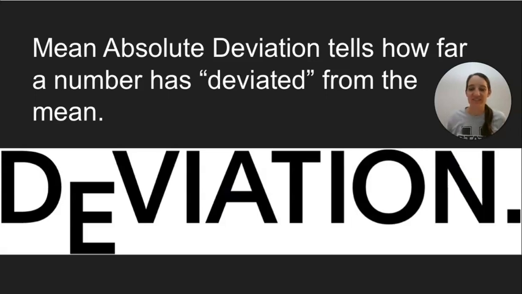So let's talk about this word deviation. If you are deviating, it means you're going away from where you're supposed to go. Okay, so if you're super on the path, then you're going straight, right? But if you deviate from the plan, that means you go away from the plan. So when we find the mean absolute deviation, we're seeing how far the numbers have deviated from that center point, from that balance point, from that mean number.